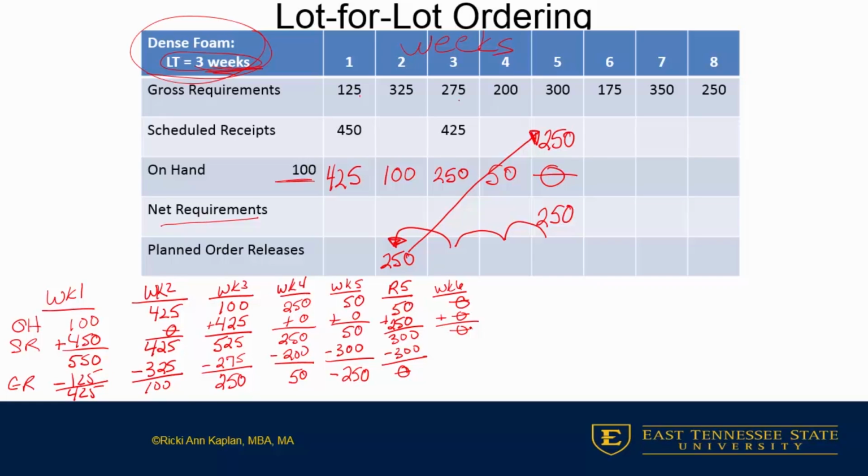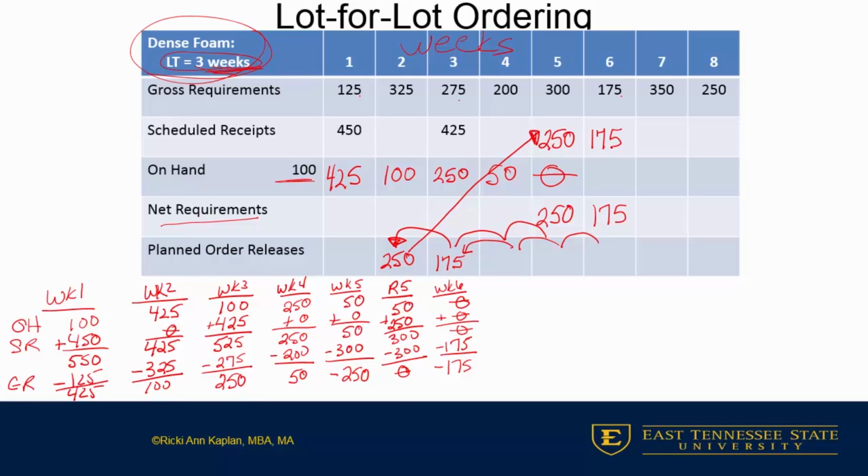How many do I plan on using in week 6? 175, which means I have a negative of 175 telling me I have a need, or a net requirement of 175. Again, I'm going to go back 1, 2, 3 weeks, and I'm going to place an order now in week 3 for the number of units I need, 175. If I place an order, I better receive that order. So my scheduled receipts, 3 weeks later, would be for 175 units in week 6.